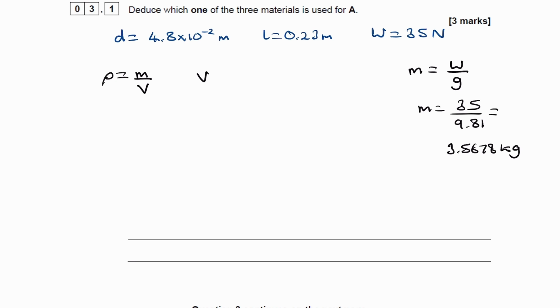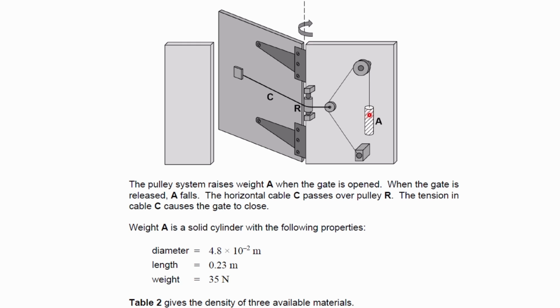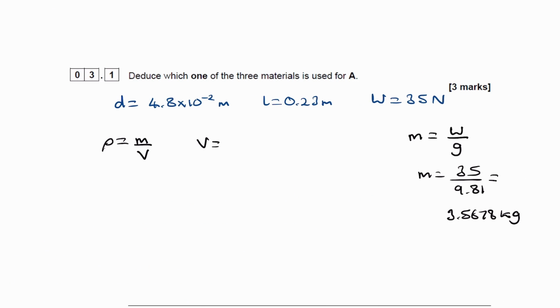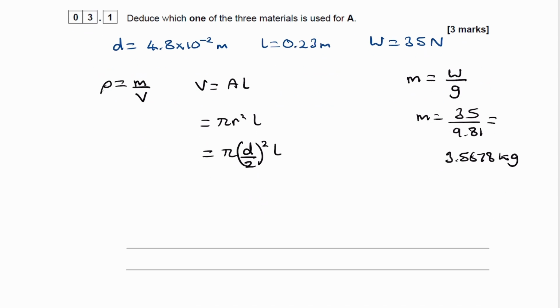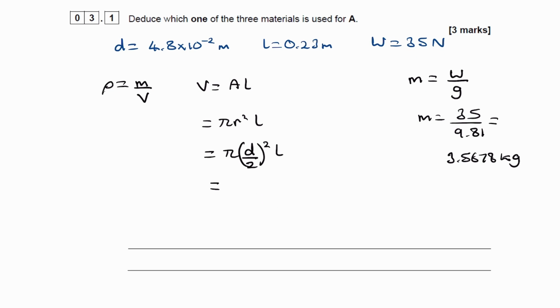And the volume we can work out by considering that the shape that we have here is a cylinder. So then the volume of that cylinder will be cross-sectional area times length. The cross-sectional area is pi r squared, and the radius is equal to diameter, which is what we're given in the question, divided by 2. So diameter divided by 2 squared multiplied by length. We put in our diameter, we put in our length, and we end up with 4.162 times 10 to the minus 4 meters cubed.